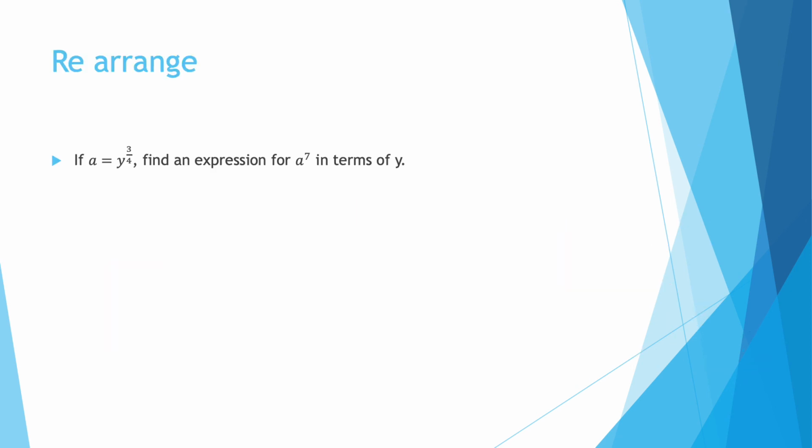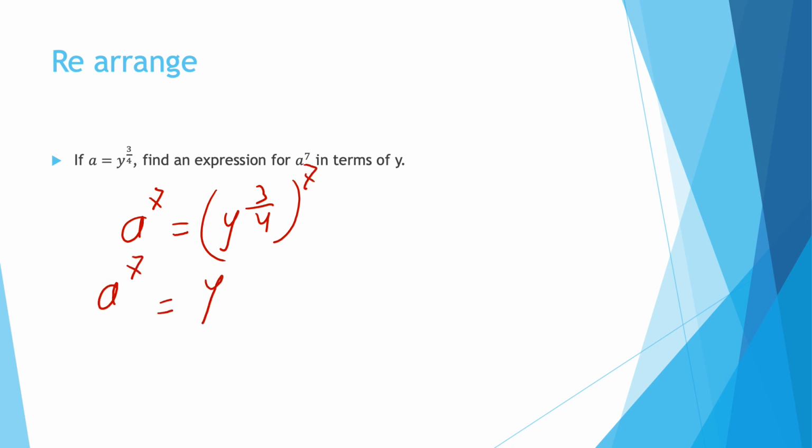All right, so now the last question we've got. If y equals a to the power of 3 over 4, find an expression for a to the power of 7 in terms of y. It means you will have to do the power of 7 on both sides to get a to the power of 7 equals y, 3 over 4 all to the power of 7. And now you just do power to power, so I'll have 21 over 4, and that will be your answer. Thank you for listening.